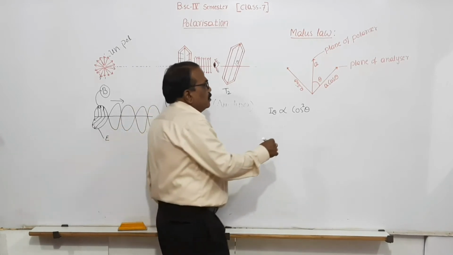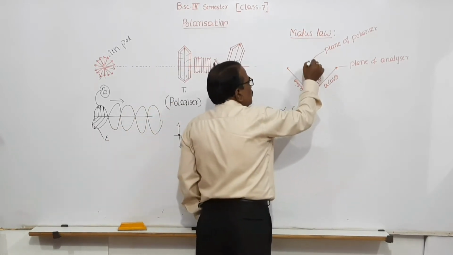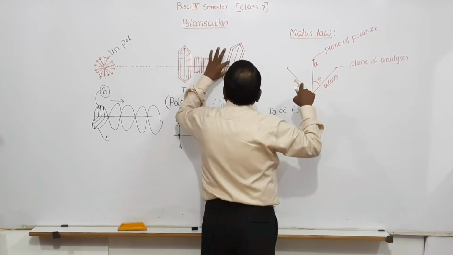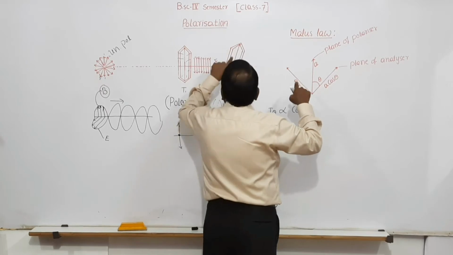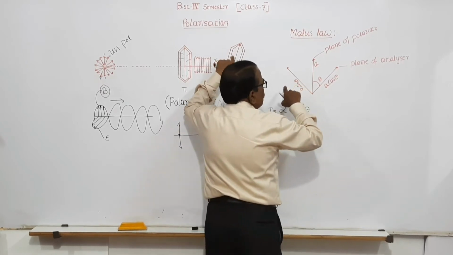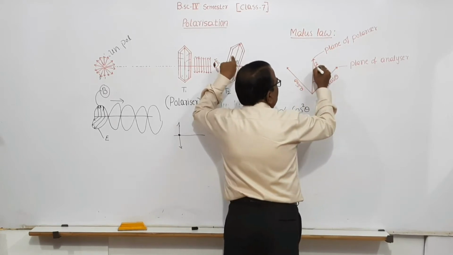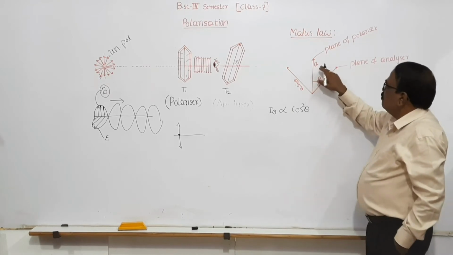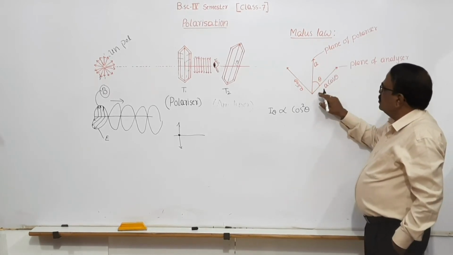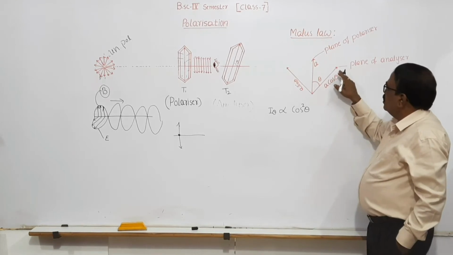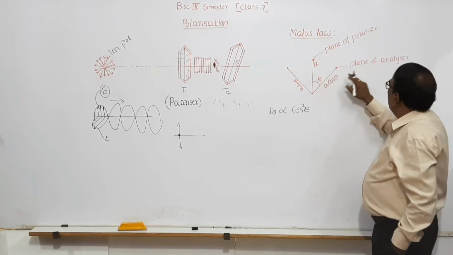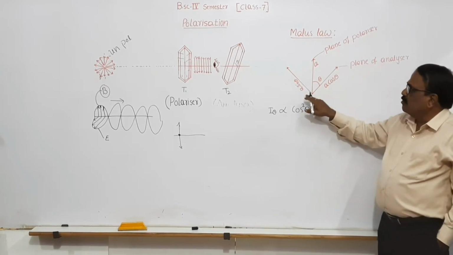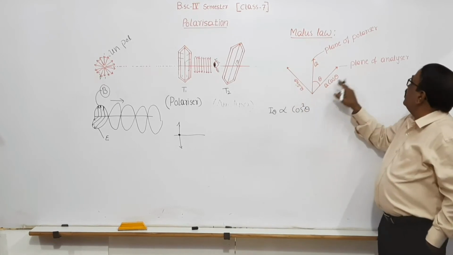Assume that completely plane polarized light is incident on the axis of the analyzer. A is its amplitude. This amplitude can be resolved into two components. One is A cos theta, because theta is the angle between the plane of the polarizer and the plane of the analyzer, and another one is A sin theta, perpendicular to the plane of the analyzer.